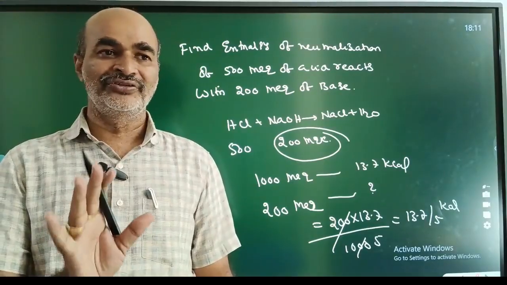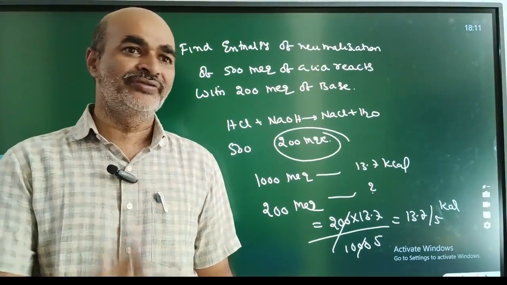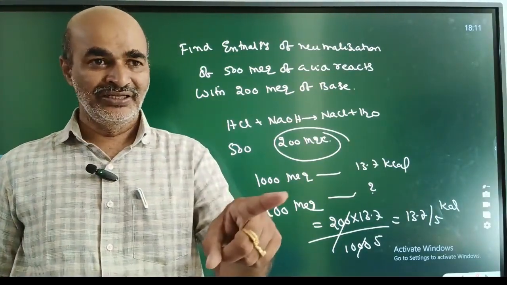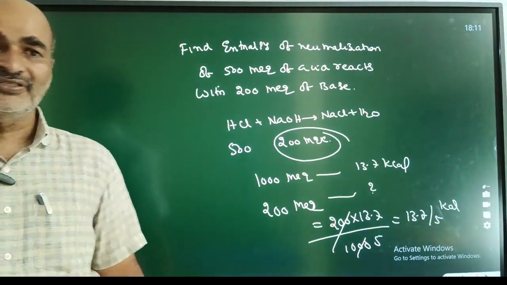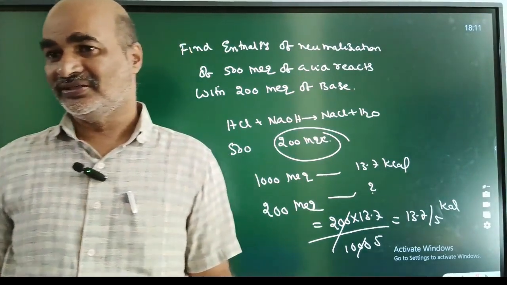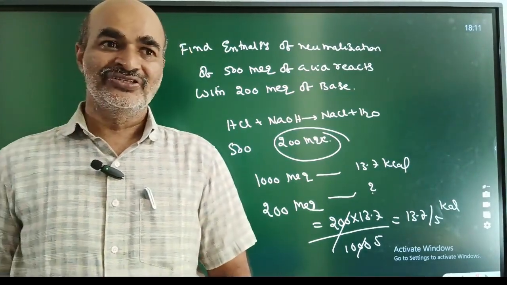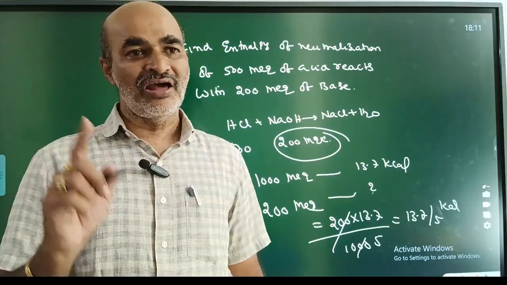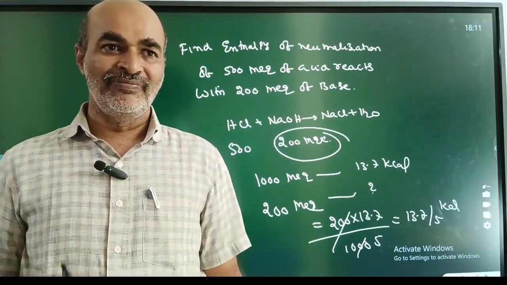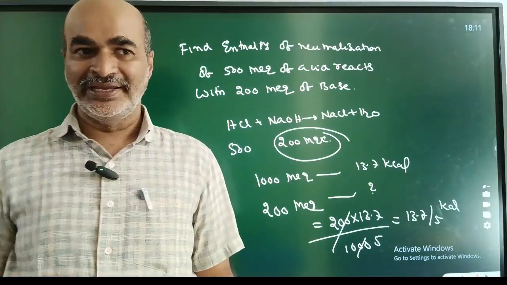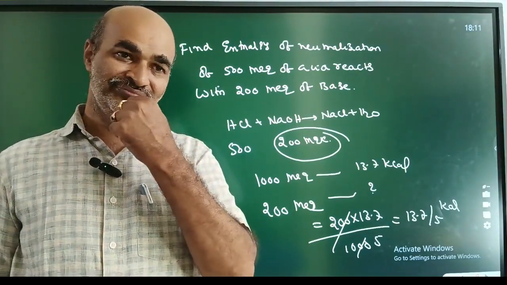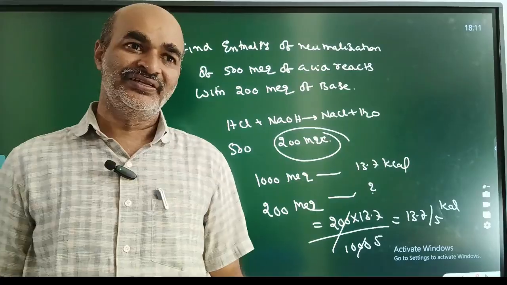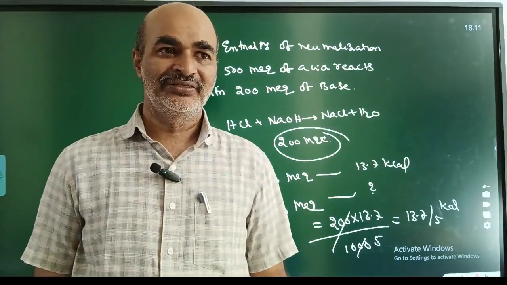Here you should not take 500 milliequivalents, because the base is only 200 milliequivalents. Acid is 500 milliequivalents, base is only 200 milliequivalents. So you have to solve the problem by taking 200 milliequivalents only. The base quantity is less.